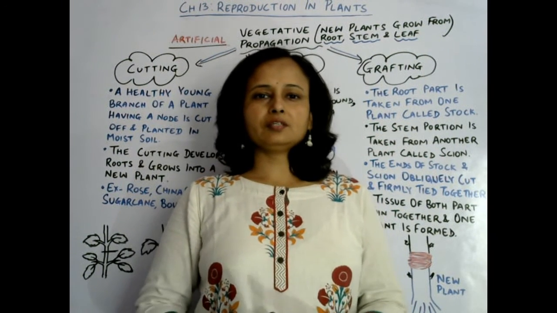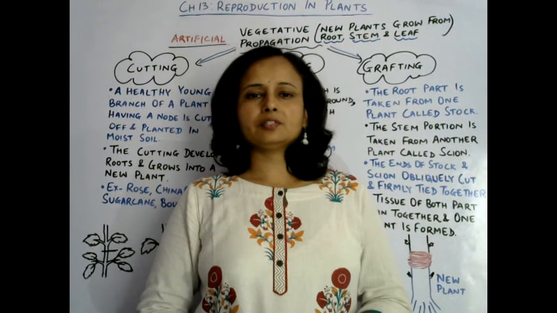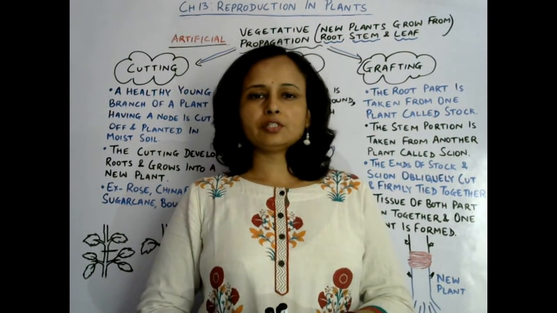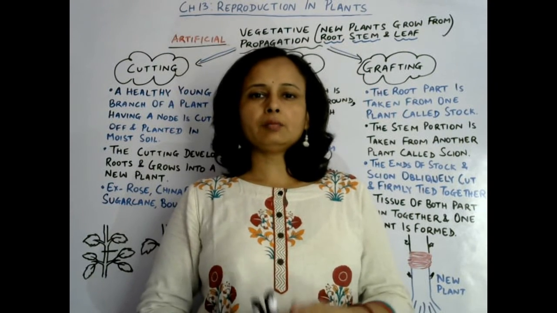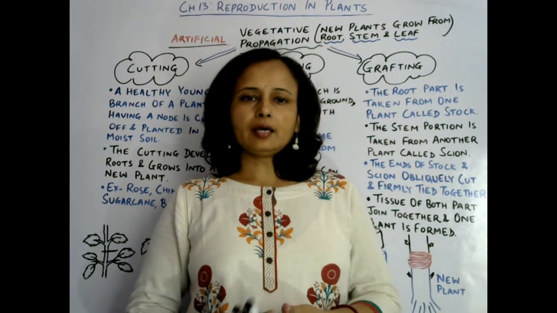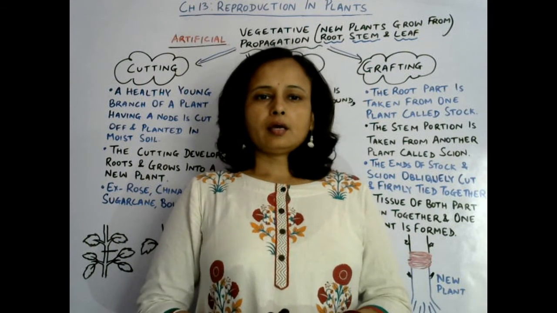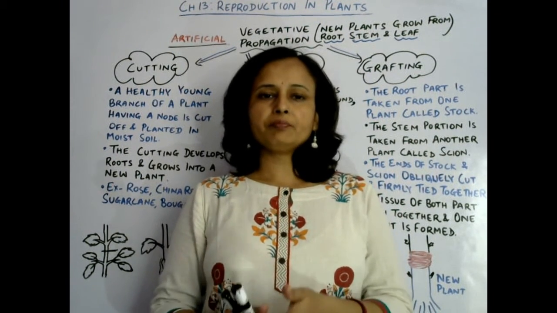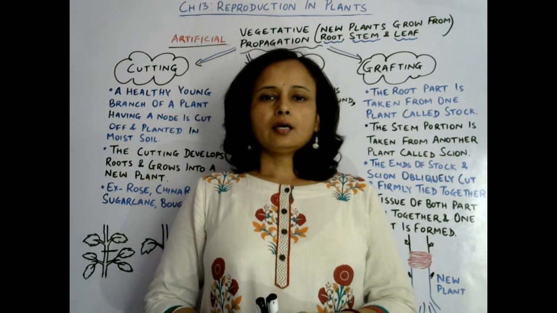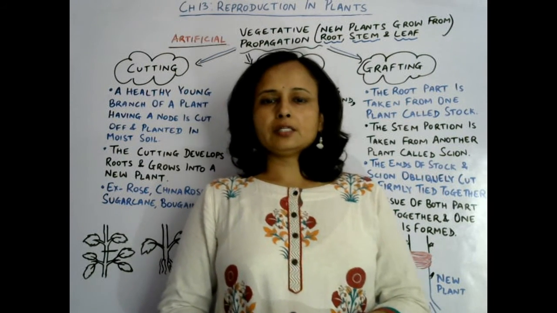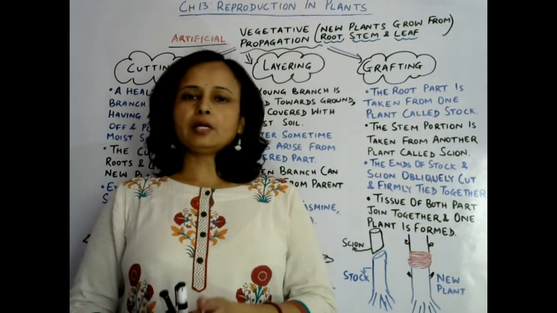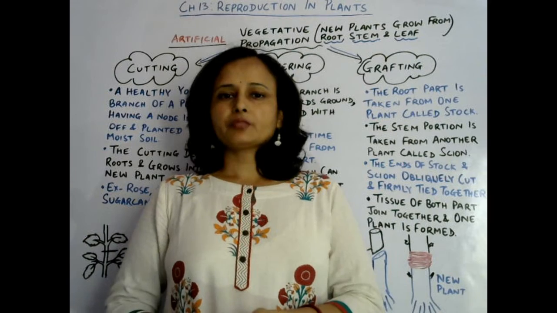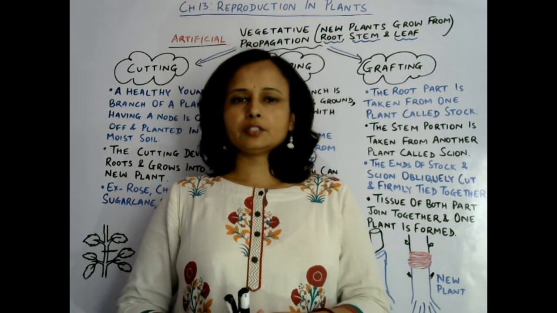Now we are going to learn about artificial vegetative propagation. There are a few techniques of artificial vegetative propagation. It can be done by cutting, grafting and layering. So cutting, as its name suggests, means to cut the stem or other part of a plant, and layering is to make some layer over some part of a plant, and grafting is again quite similar to cutting but not cutting.